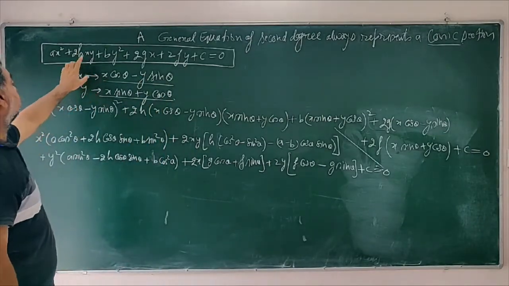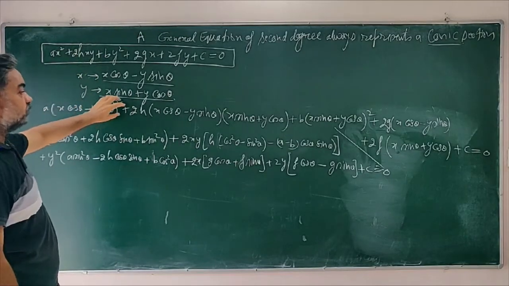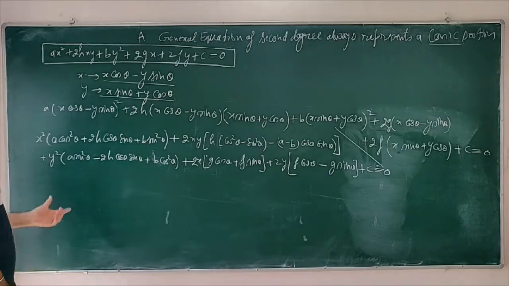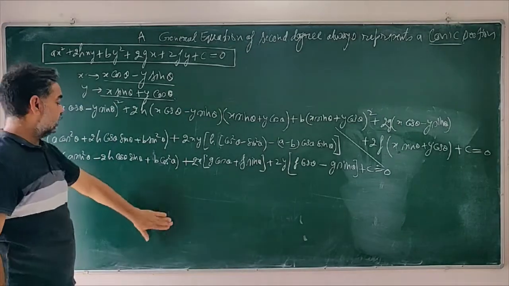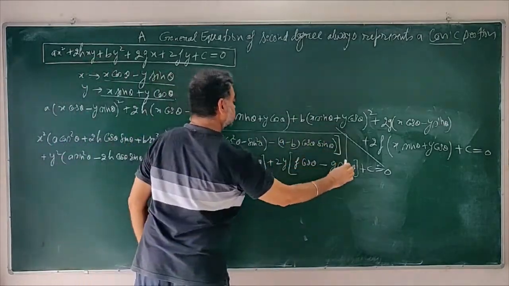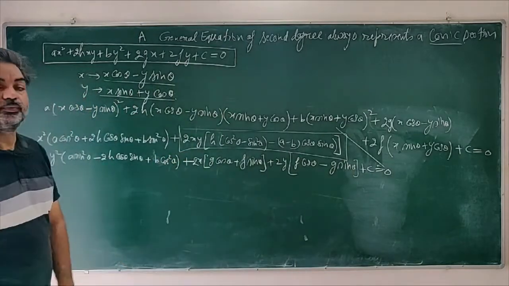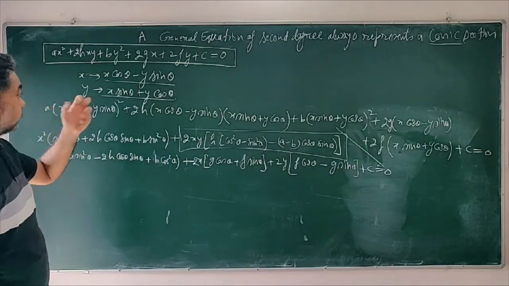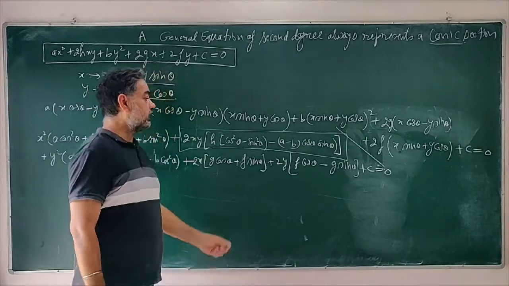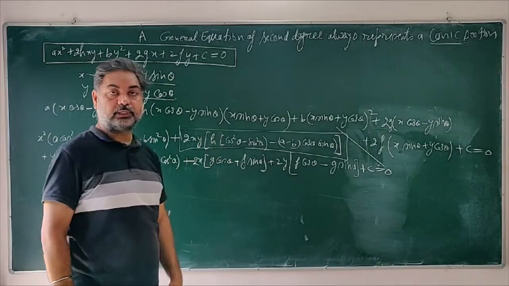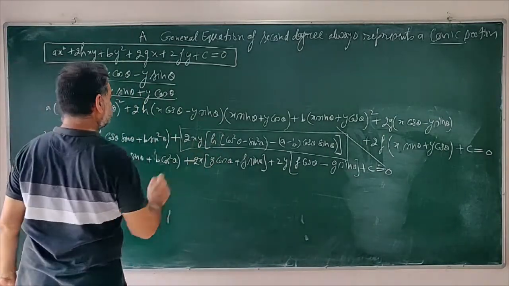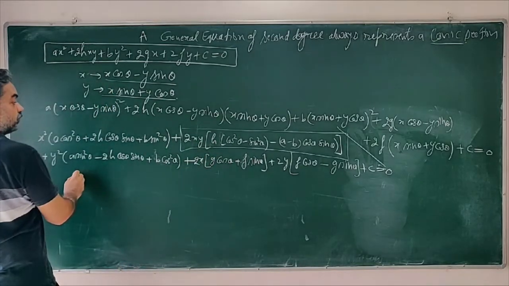This is the transformation. Then this equation gets transformed to this equation, and this equation can be rewritten in this form. Now we will rotate the axis in such a way that the xy term in this equation becomes 0. We will find this angle theta, the angle by which the axis is to be rotated, so that the xy term in this equation becomes 0.